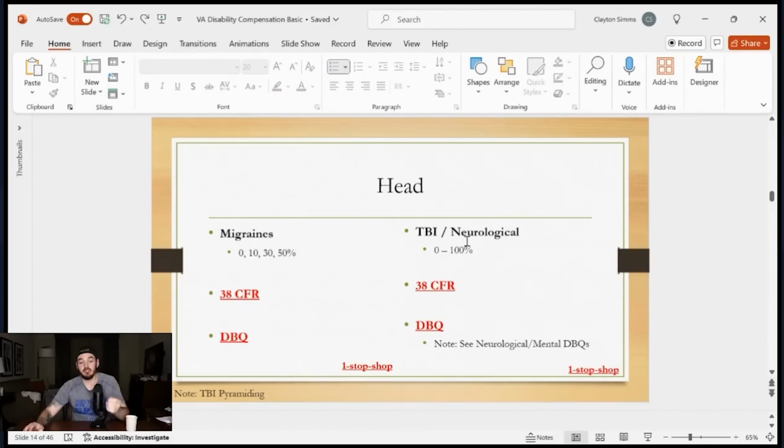Then you have TBI and neurological 38 CFR DBQs. Then, of course, the one-stop shop there. Now, looking at TBI specifically, you can have a separate rating for TBI. Generally, we see that roped together, pyramided under mental health, especially at 70% and above, as there's a lot of overlap there. But it is possible to have mental health like PTSD at 50% and TBI at 10%, okay? Totally possible, just depends on your symptoms. The VA rates symptoms, not the diagnosis.